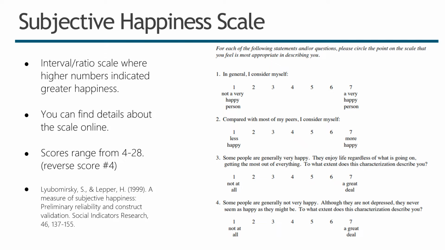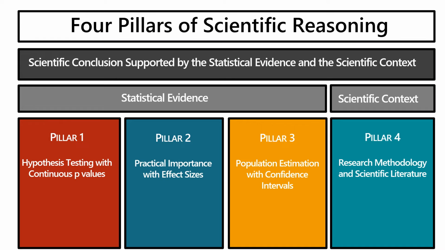But when you take the average of these items, people typically treat this as an interval ratio scale, and so we're going to do the same. The citation is there for more information about this scale if you're interested. Now we're going to use all 4 pillars of reasoning to investigate whether walking outdoors improves happiness scores more than walking indoors.